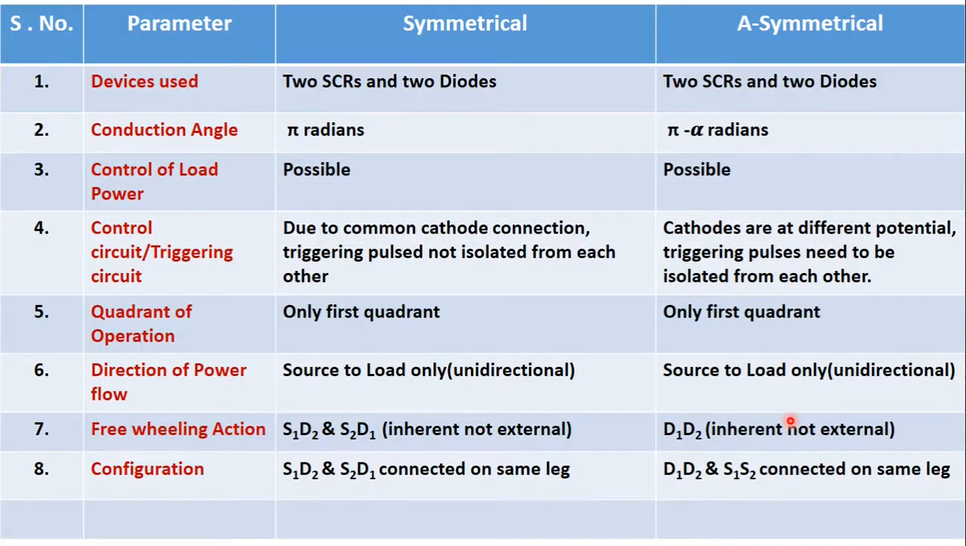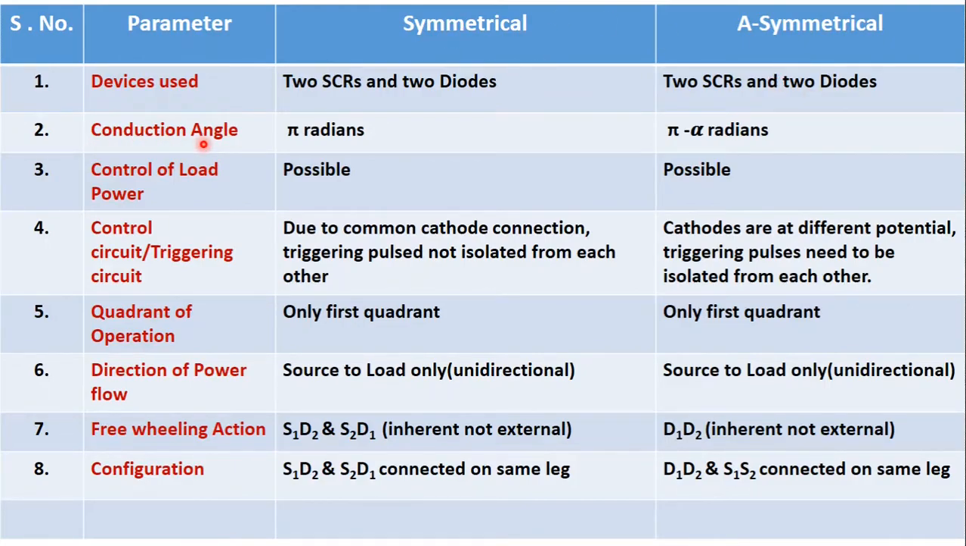Now we will see the difference between the symmetrical and asymmetrical semiconductor configuration based on the parameters used. First one is devices used. As we have seen, in the symmetrical configuration we use two SCRs and two diodes but connected in a different fashion, whereas in asymmetrical configuration also we use two SCRs and two diodes in the bridge configuration, but they are also connected in a different fashion as compared to symmetrical configuration.